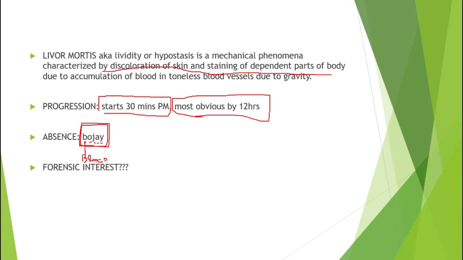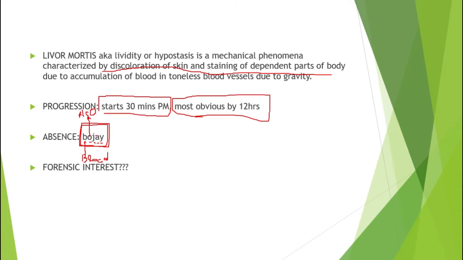O is for olds, as olds have mostly died of prolonged or chronic diseases, and chronic diseases we know cause anemia of chronic disease, or ACD. So since there is anemia, the blood count is already low, so the RBC count is already low, so the passive settling will not be that obvious if it occurs in the dead body.